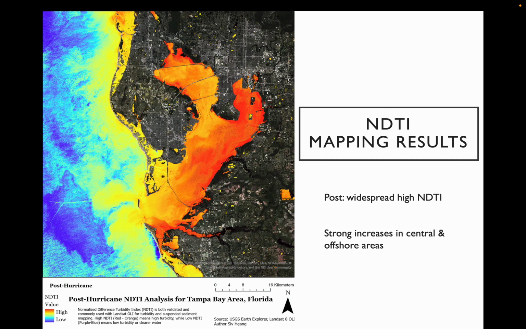But when we shifted to the post-hurricane NDTI map, it changed dramatically. Almost immediately, we can see large regions lining up with the high NDTI values. This corresponds to a significant increase in suspended sediments, and the bright yellow, orange, and red tones indicate heavily disturbed water, and they appear across almost the entire system in the Bay Area, not just near the shoreline.